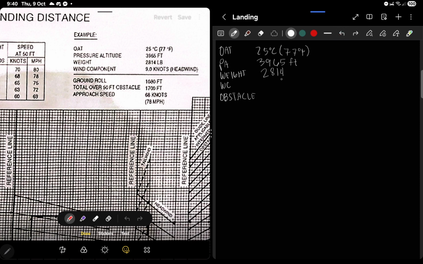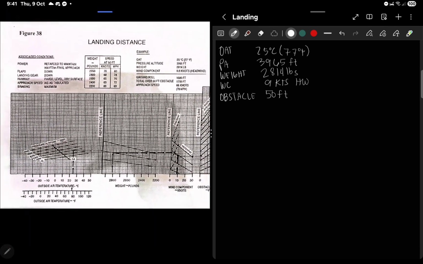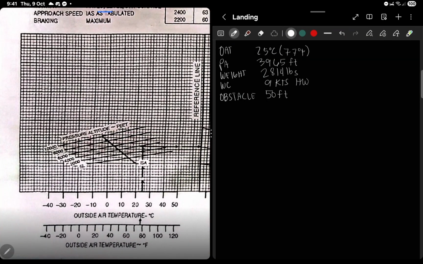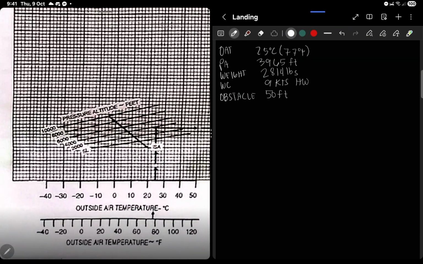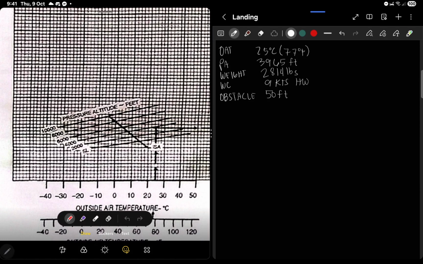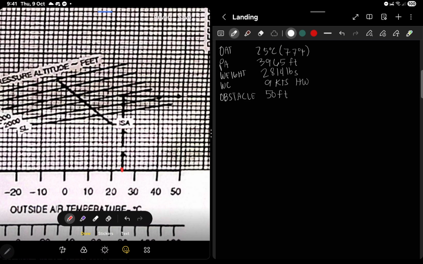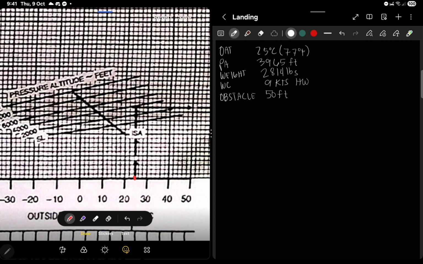Our weight of 2,814 pounds. Whoa. And our wind component of 9 knots headwind. We also have our obstacle as 50 feet. And so let's take a look at our table. For landing, it's a similar process. You take a look at the temperature. You look for 20, and you get 25. That's the point of 25, since it's between 20 and 30. And you go along until you find your distance, which is 3,965 or nearly 4,000 feet.